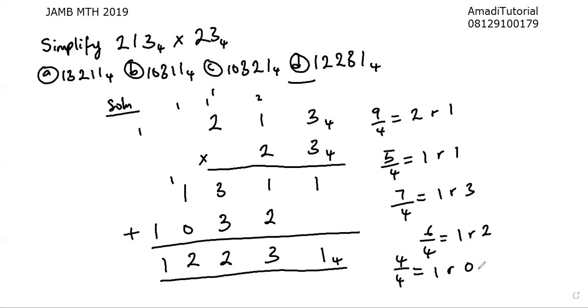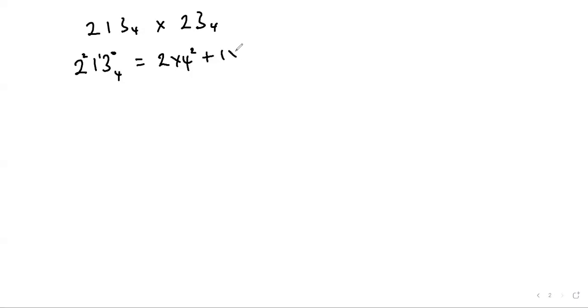Then another way to do this, if you cannot do the multiplication directly, is to convert everything to base 10 first. 213 base 4 times 23 base 4. So let's start with 213 base 4 to convert it to base 10. So this will be 2 times 4 raised to the power of 2 plus 1 times 4 raised to the power of 1 plus 3 times 4 raised to the power of 0.